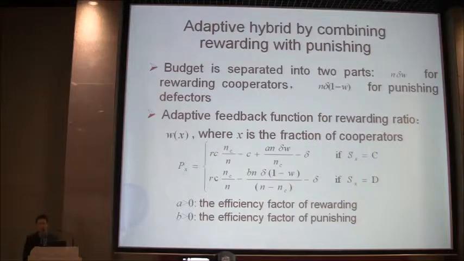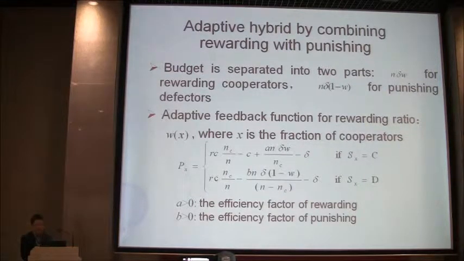So we only consider two strategies in the classical public good scheme. And we continue to assume that the incentive budget can be separated into two parts. The first part, delta omega, is for rewarding cooperators, and the left part is used for punishing defectors. Here omega is the relative weight for rewarding. And I want to stress that the relative weight is dynamically changing, which depends on the system state. Here we consider it depends on the fraction of the cooperators.